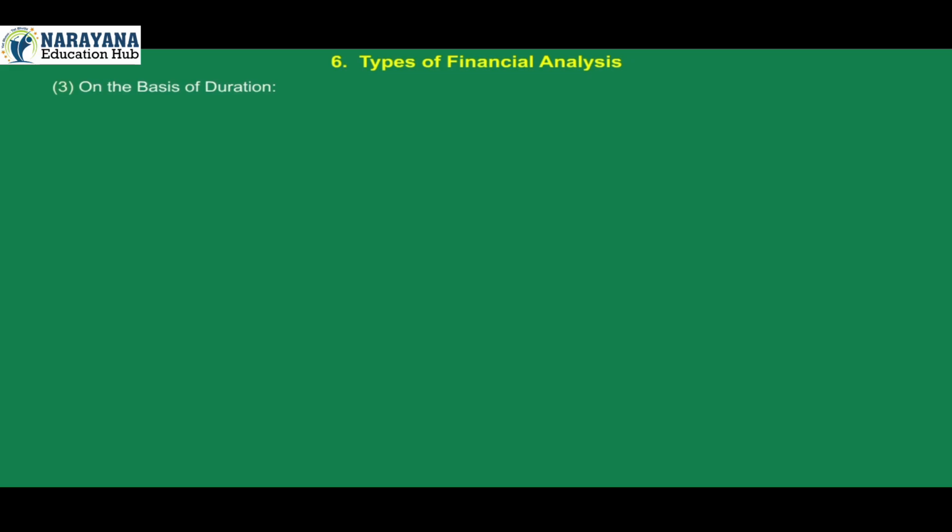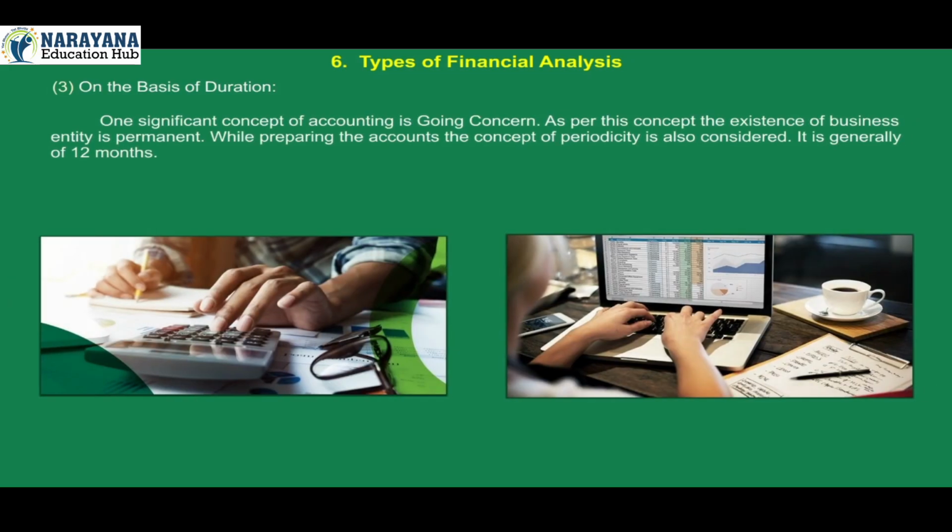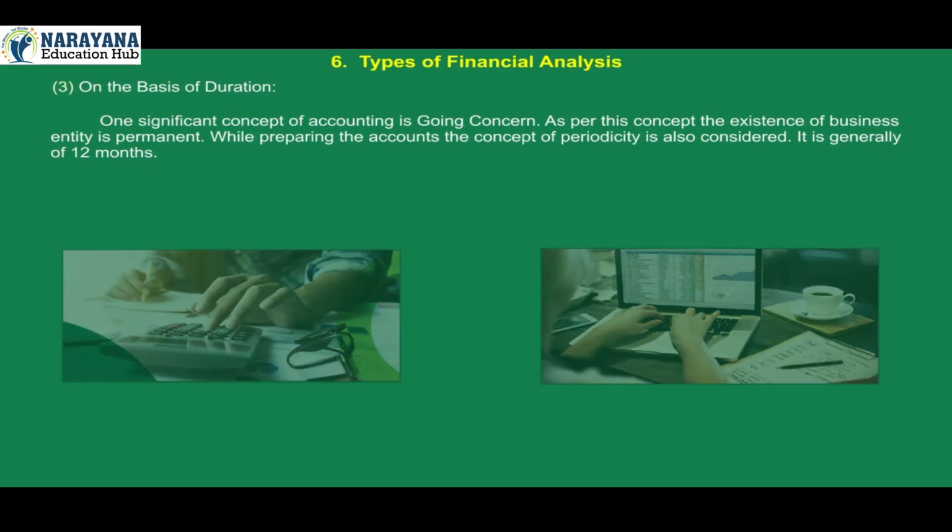3. On the basis of duration. One significant concept of accounting is going concern. As per this concept, the existence of the business entity is permanent. While preparing the accounts, the concept of periodicity is also considered. It is generally of 12 months.